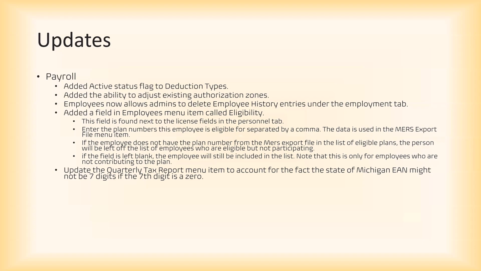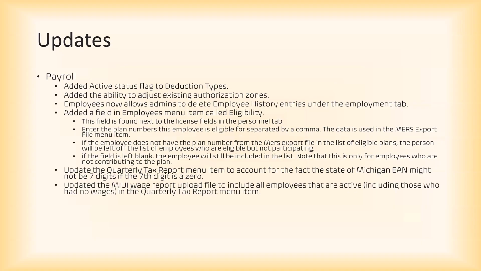We updated the quarterly tax report menu item to account for the fact that the state of Michigan EAN might not be 7 digits if the seventh digit is 0. I know we've had some issues with that, where it says it's supposed to be a 7 digit number, but if the seventh digit is a 0, you get an error trying to upload your MIUI quarterly tax unemployment file. So we got that corrected. So now you can type in a 6 or a 5 or whatever you need to.